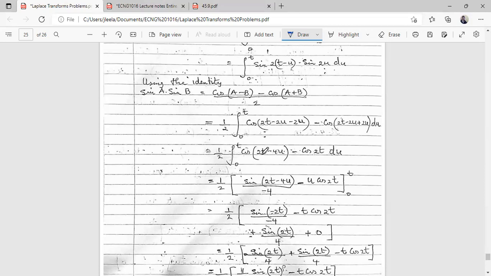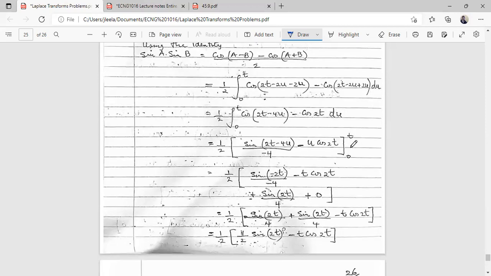And then you just integrate this with respect to u. The integral of cos is sine, so that will be sine(2t minus 4u), and you divide by the constant in front of the u here, which is minus 4. And then you integrate this with respect to u. This does not have u in it, so you treat it as a constant. So that will be minus u cos 2t. And then you apply your limits here.